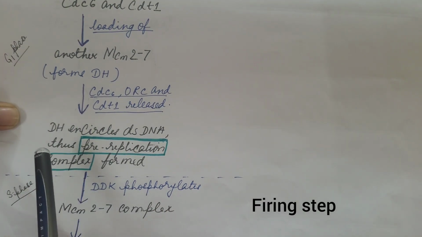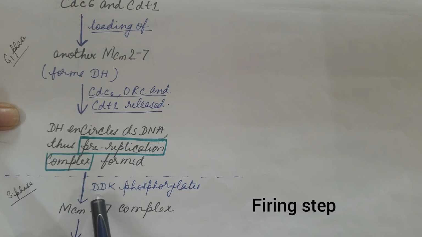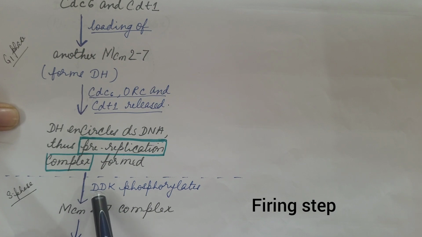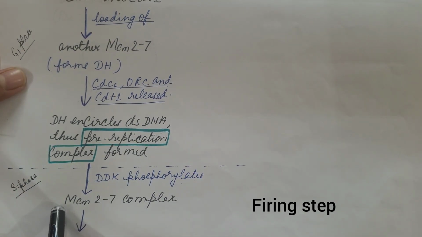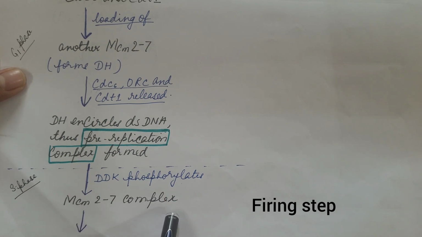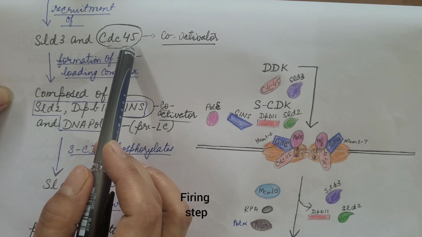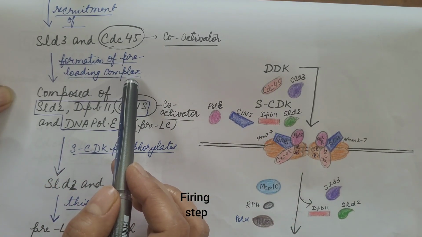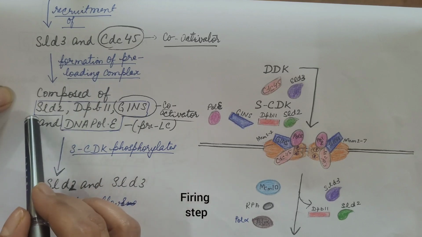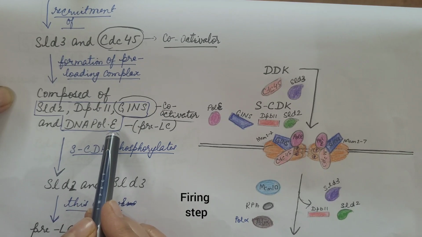As the cell cycle transitions from G1 to S phase, the levels of the kinase proteins DDK, that is DBF4-dependent kinase, and S-CDK, that is S phase cyclin-dependent kinase, increase. This DDK then phosphorylates the MCM2-7 complex, which then allows recruitment of SLD3 and CDC45 protein. Now this S-CDK promotes the formation of the preloading complex. This preloading complex is composed of SLD2, DPB11, GINS and DNA polymerase epsilon.